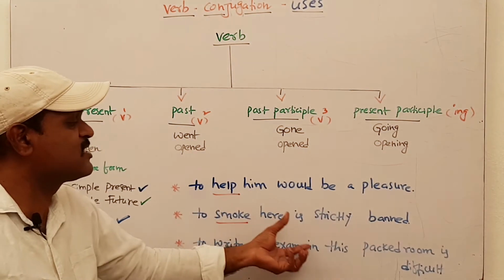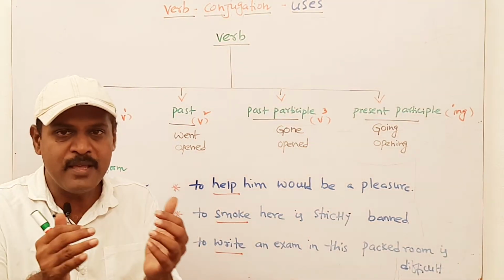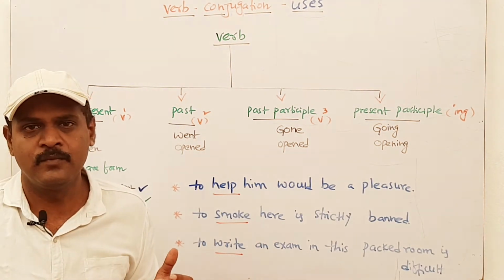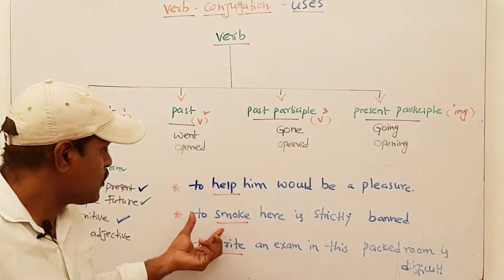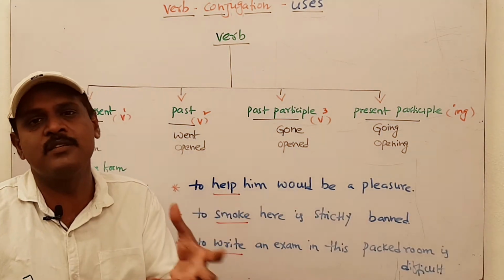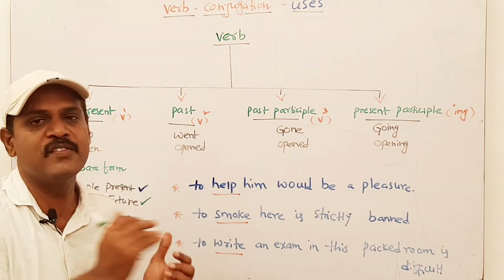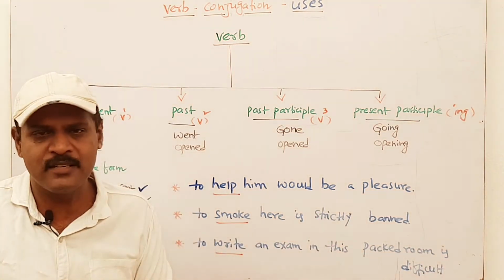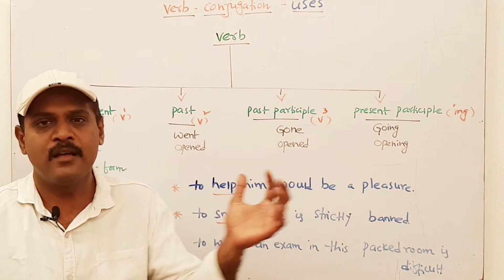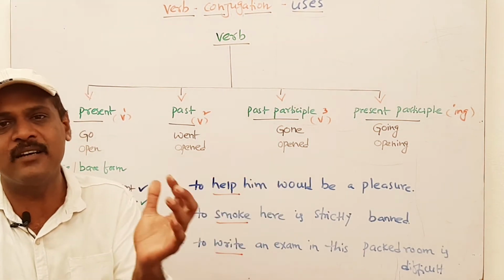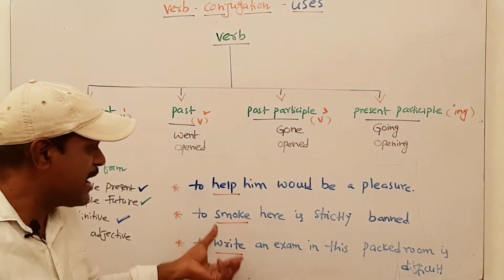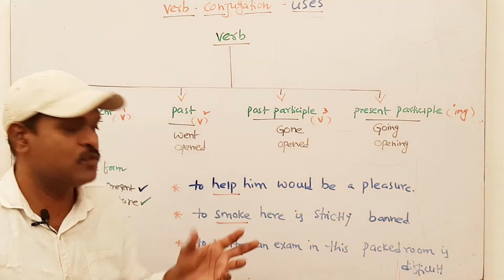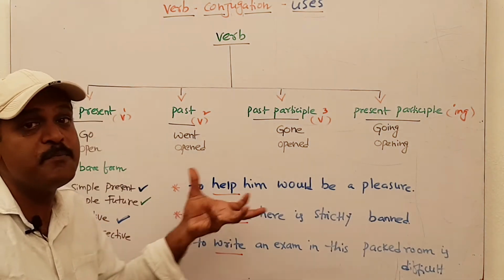To smoke here is strictly banned. That means smoking is not permitted here. You should not smoke here. In place of to smoke, you can use smoking. It is a gerund. To smoke is an infinitive. To write an exam in this packed room is difficult. Isn't it? Really difficult. Packed room means so many people are gathered at one place. So, to write here is the subject. To write is an infinitive: to plus V1. V1 means base form.